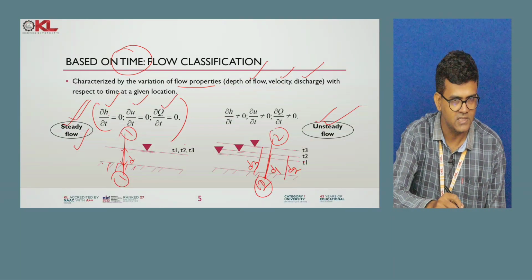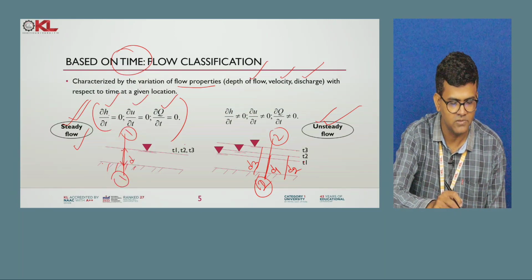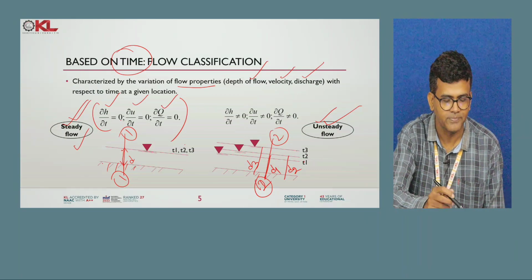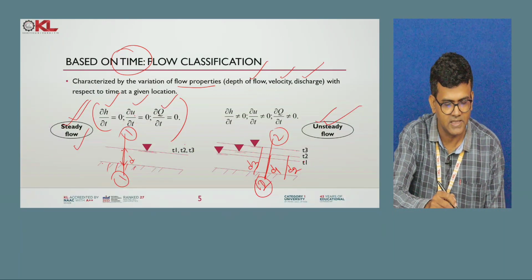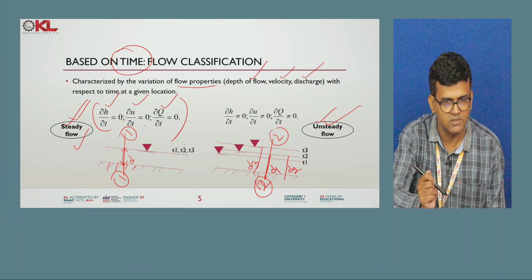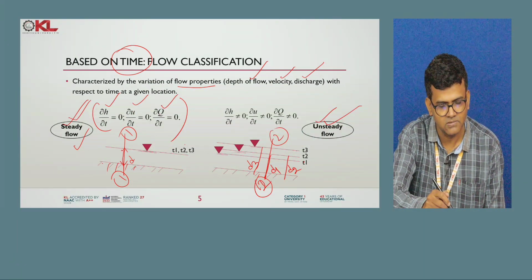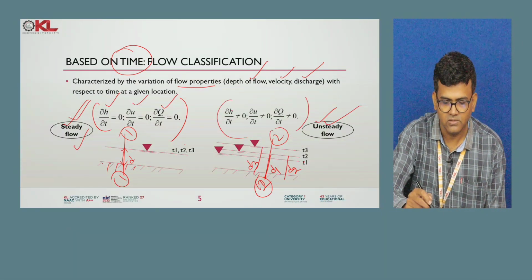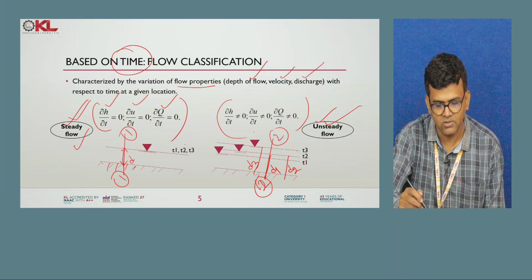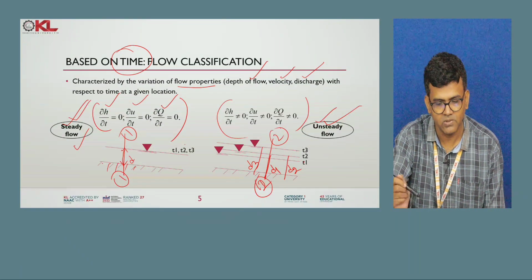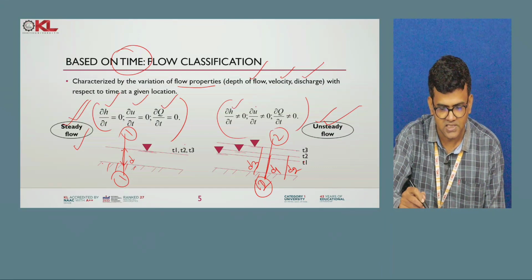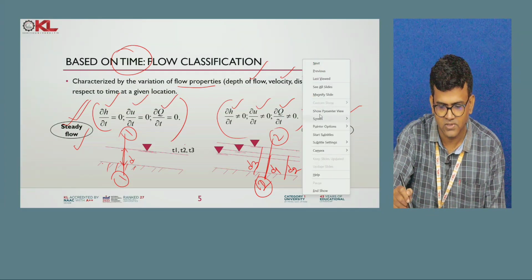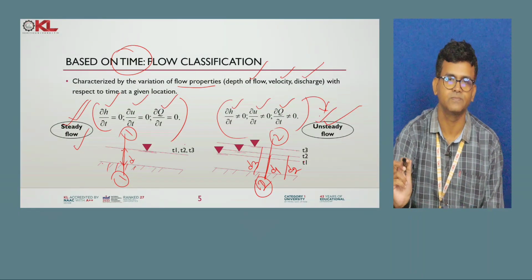That is the depth of flow h, which is not changing with respect to time, so h is constant, so the derivative will become equal to 0. Similarly, velocity is not changing with time, so ∂u/∂t is equal to 0. Discharge also is not changing with time, so ∂q/∂t equals 0. When ∂h/∂t is not equal to 0, ∂u/∂t is not equal to 0, and ∂q/∂t is not equal to 0, that means these are changing with time. So this is the characteristic of unsteady flow.